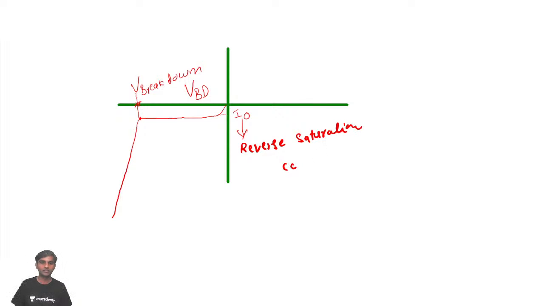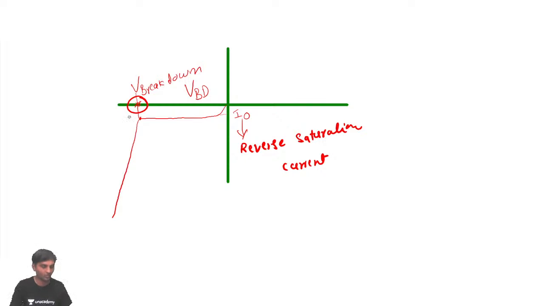Reverse saturation current. This is called reverse saturation current. So up to some point, the reverse saturation current is constant. But after a point, a breakdown will occur, and because of this there is a sudden increase of current.